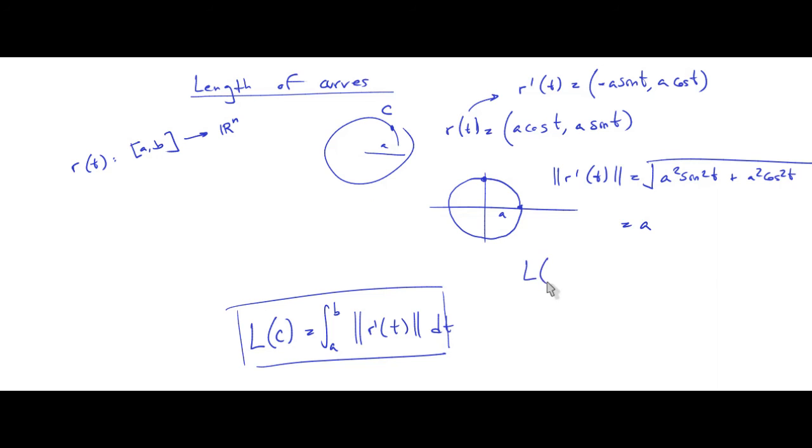So the length of this curve is the integral between 0 and 2 pi of a dt. This is a constant function between 0 and 2 pi, so you get 2 pi a, which is the length of a circle of radius a, as we all know. Okay, but this can get very interesting, with many interesting applications that we will see in the exercises.